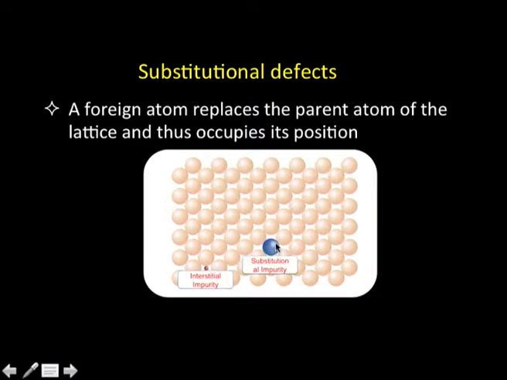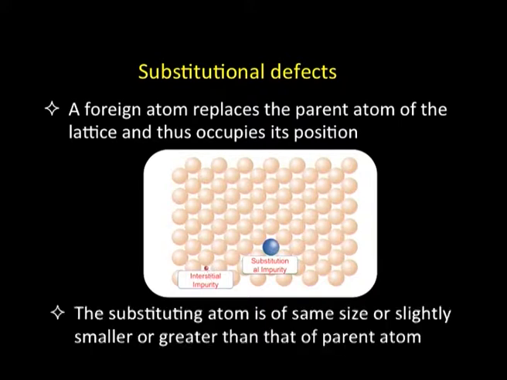That means this impurity is substituting one of the lattice sites of the original material, and in this case the impurity does not replace anything from the original lattice, but occupies some kind of an interstitial site, that is a void in the lattice. Okay. Now, the foreign atom is of the same size or slightly smaller or greater than that of the parent atom. Depending on that, it can either replace the atom or occupy an interstitial site, and accordingly it will lead to some kind of distortion in the lattice.